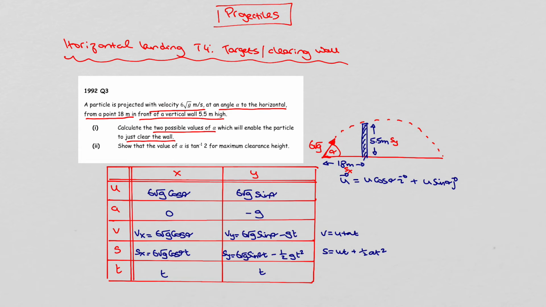Now if we go back to the second part of the question, it says show that the value of alpha is tan inverse 2 for the maximum clearance height. So in the first one, it's just clearing the wall, whereas in the second one, it's clearing the wall by a particular height, and we need to know what is the maximum clearance height. Okay, so let's draw a diagram to represent that.